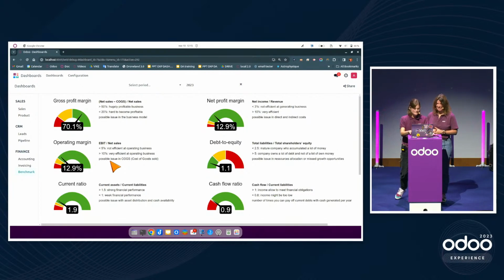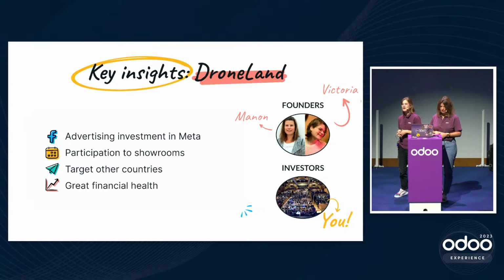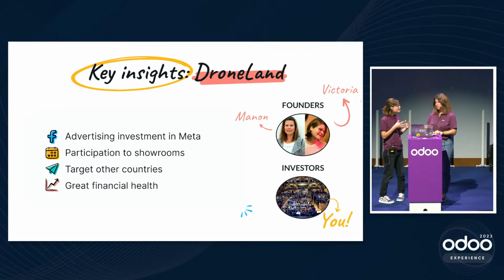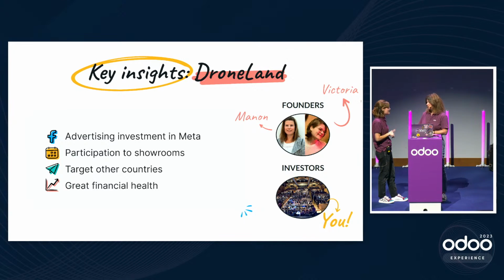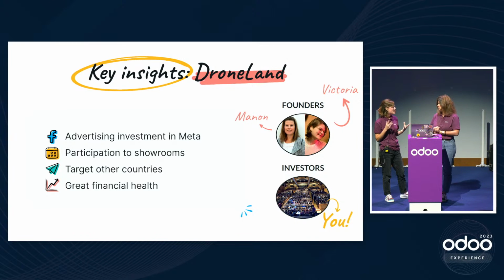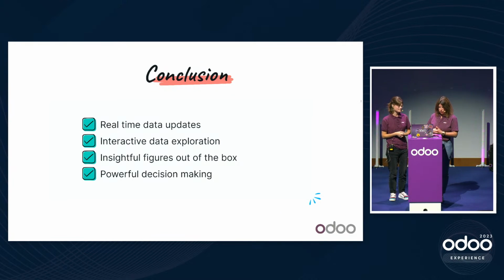Amazing. Indeed, Manon. Thanks to this very clear and fast analysis, we know that we should strengthen our marketing efforts by investing in meta advertising, but also in showroom events participation. Also, we know which countries are promising for an expansion, mostly France. And finally, we know that we can go for it thanks to a great financial health. Thank you, Victoria, for all those amazing explanations.